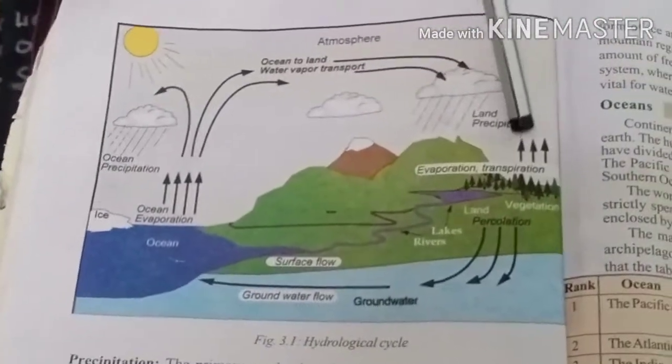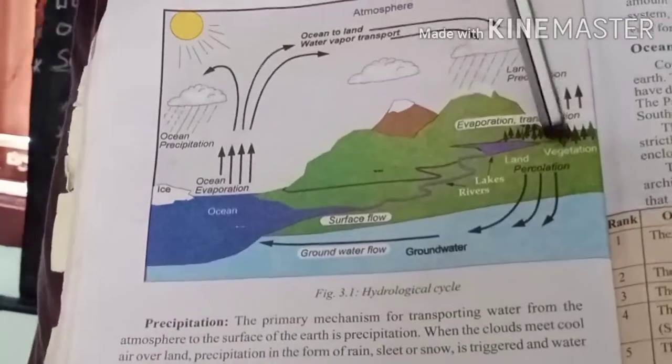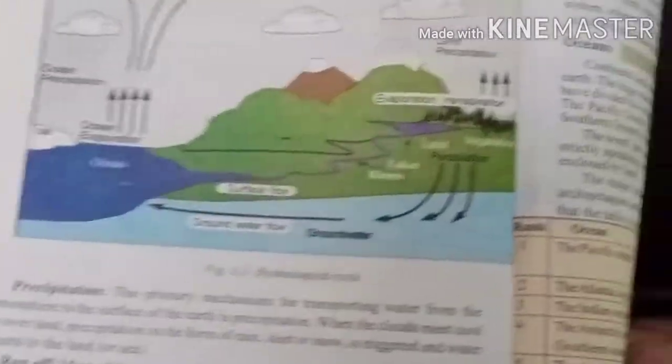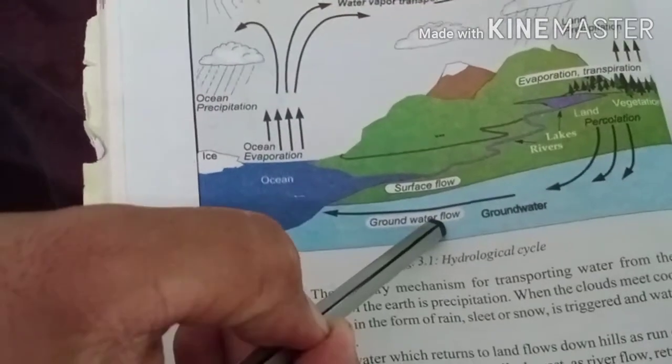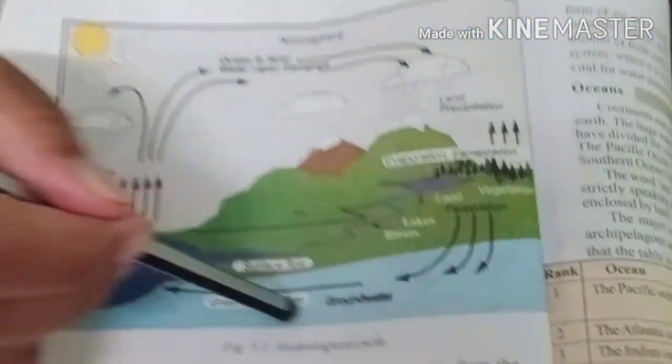Now some portion of rainfall percolates directly inside the ground and recharges the aquifer. That means the water is stored under the ground. This underground water also flows. The water in the underground flows slowly and appears in wells, tube wells, or in surface flow like rivers, canals, streams, etc.